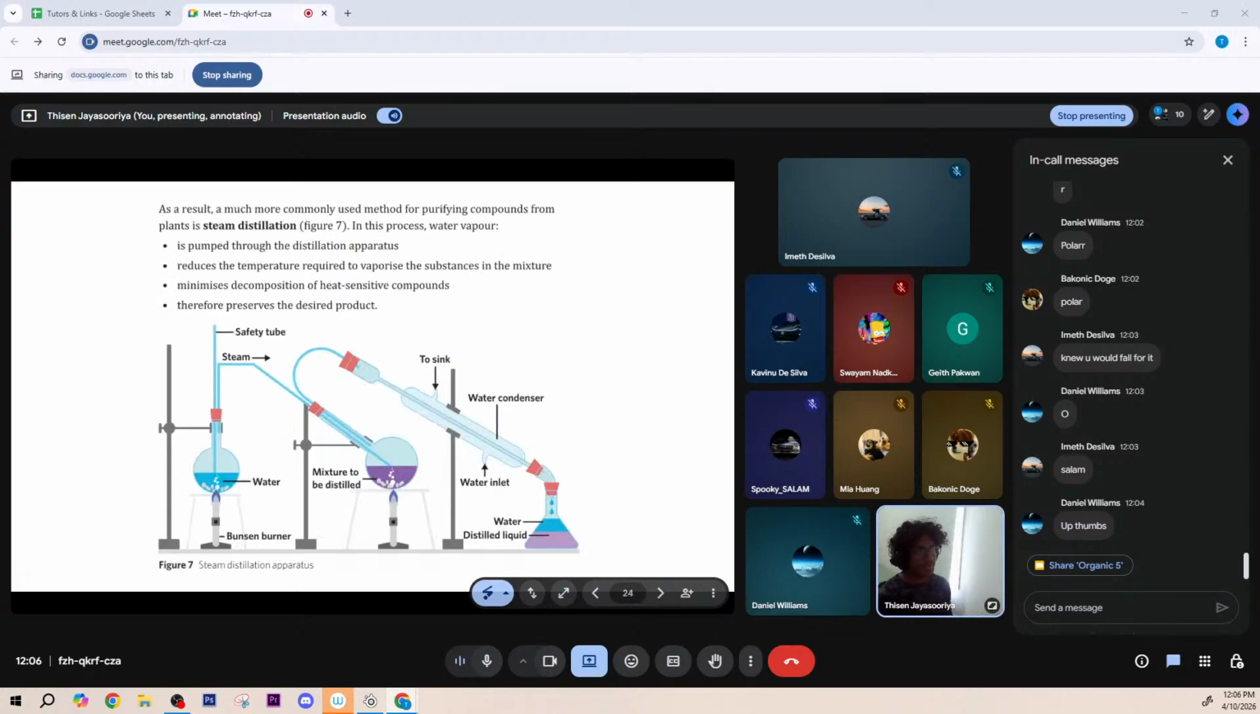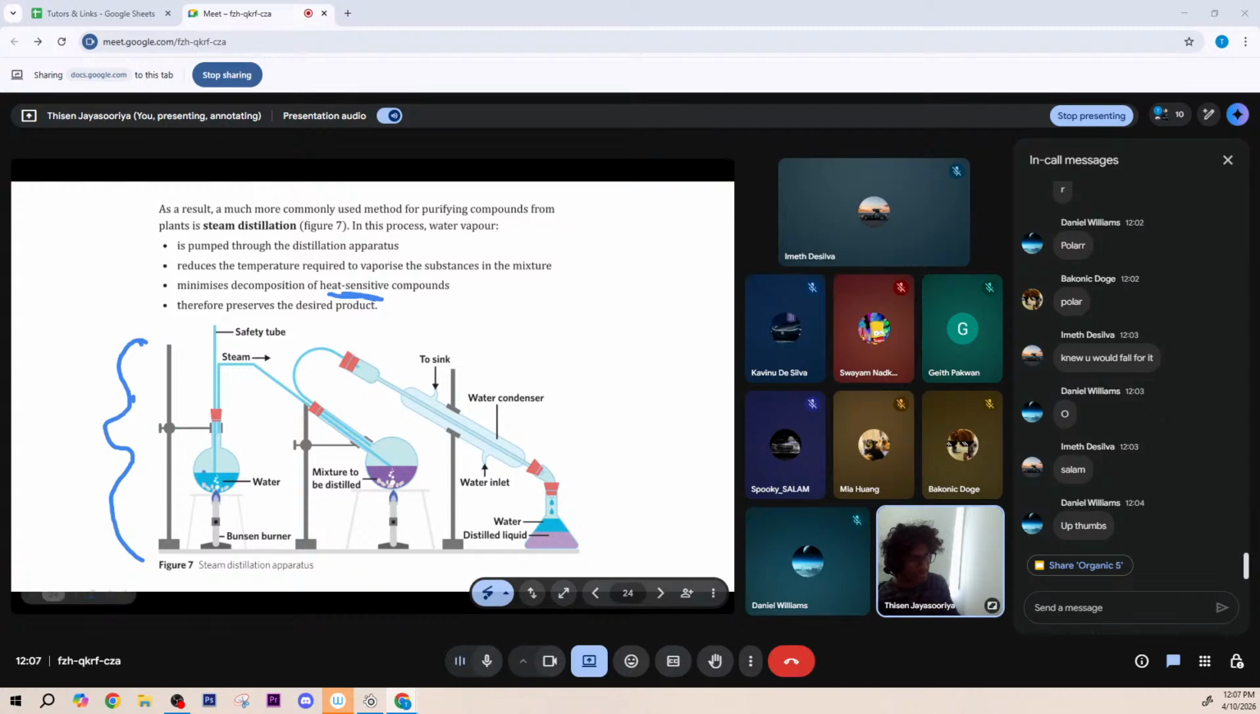Now, if we go further, we want to go through this idea of steam distillation. Essentially, how steam distillation works is that it's for compounds that decompose, that are heat sensitive, because if we heat them up, they'll just break down. We don't want that to happen. So we can't use regular distillation because getting the compound itself to boil is very hard.